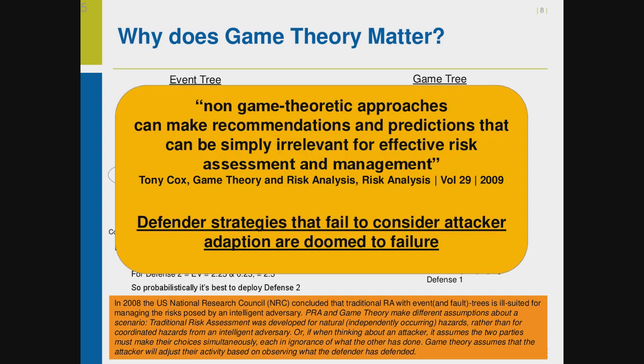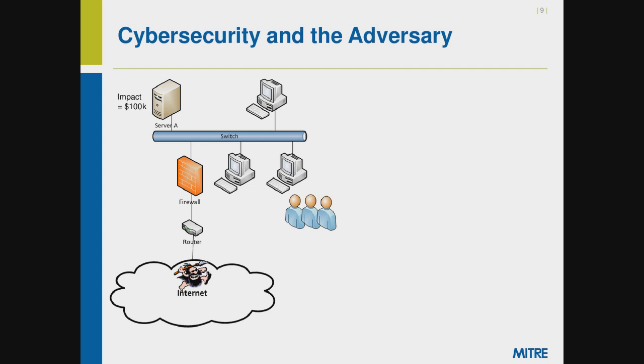Tony Cox is the editor-in-chief of the Risk Analysis Journal. He wrote a paper back in 2009 on game theory and risk analysis. He includes this quote about non-game-theoretic approaches making recommendations and predictions that are pretty much irrelevant for effective risk assessment and management in these adversarial situations. The basic assumption is that defender strategies that fail to consider how the attacker is going to observe what they can observe, and then adapt what they're doing based on what they can observe about what the defender has defended, just don't work. So, to give a very, very simple example.